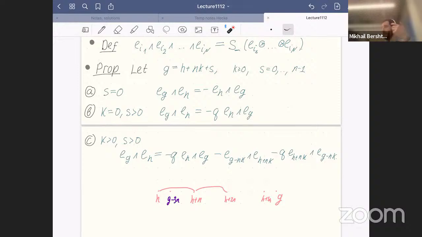Can you use these to relate like the second and the third? Aren't they close enough to each other? The second... C is not a generalization. In C we have k greater than 0. In B we have... Oh, okay.